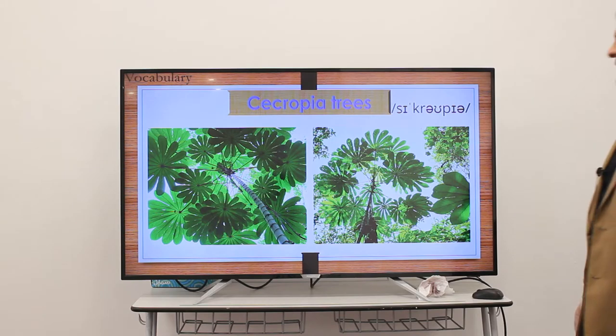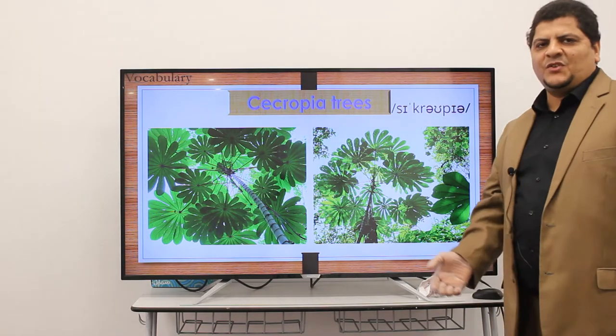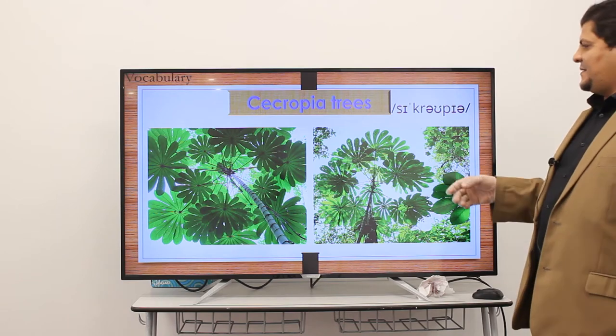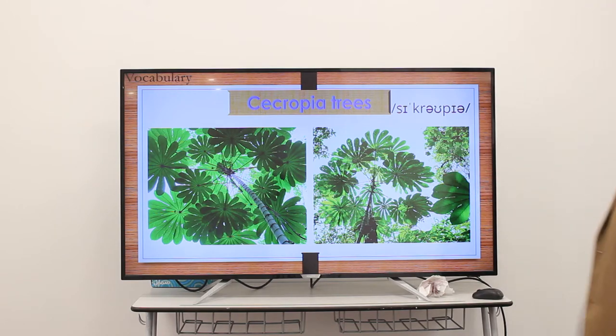Cecropia trees. This tree is going to be mentioned so many times, that's why I brought it to you here, the cecropia trees. And these are like wings.